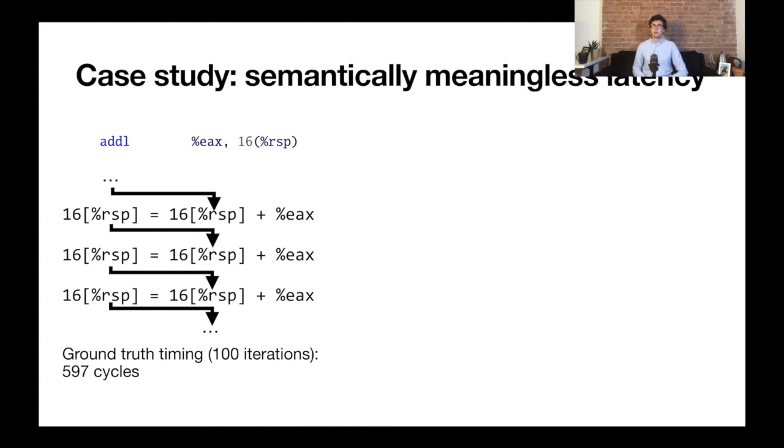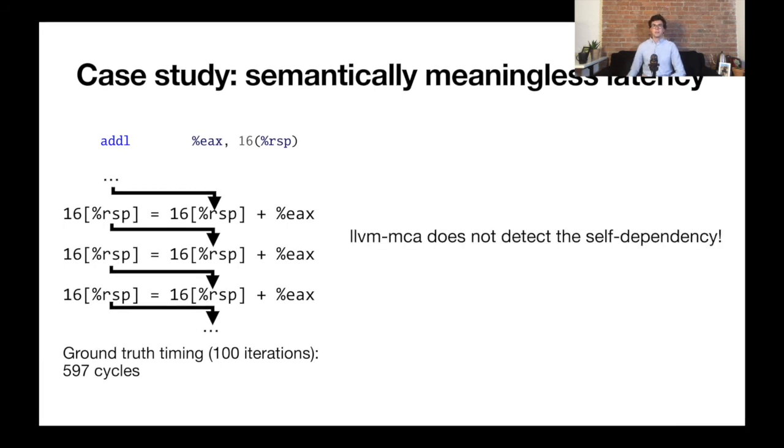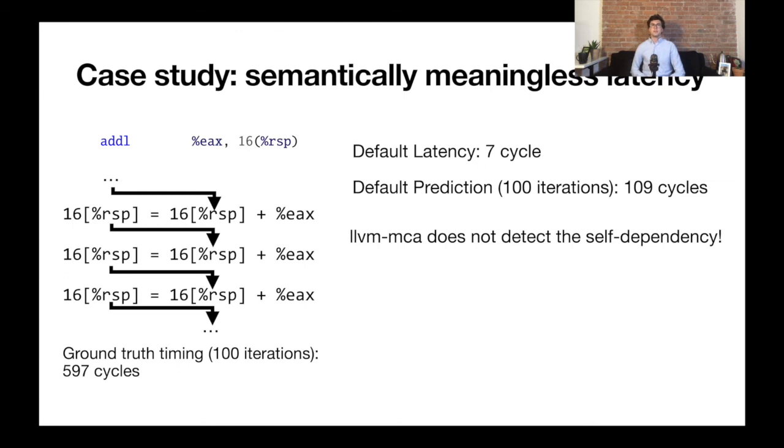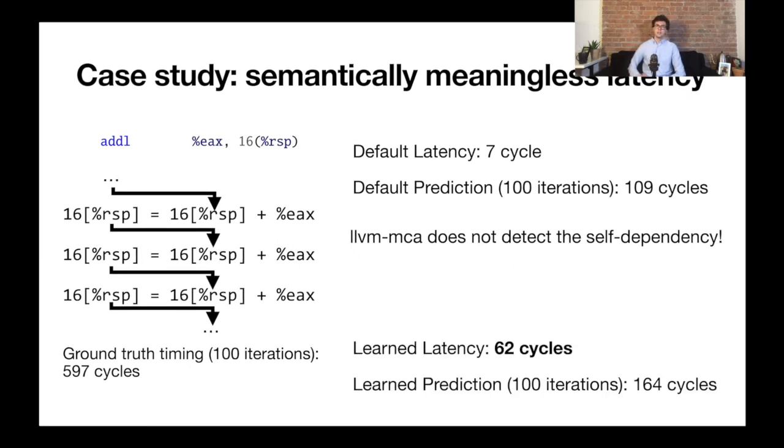Unfortunately, these types of modeling bugs can also lead DiffTune astray. So for instance, consider this basic block, which is a single self-dependent instruction with a latency of 6 cycles, leading to a ground truth timing over 100 repetitions of about 600 cycles. LLVM-MCA doesn't detect the self-dependency through memory in this basic block, instead assuming that no memory accesses can alias. This means that even with the default write latency of 7 cycles in LLVM-MCA, the default prediction is 109 cycles to execute this basic block 100 times. Instead, DiffTune learns a write latency of 62 cycles here, a value that's clearly semantically wrong, but it does lead LLVM-MCA to have slightly more accurate predictions.